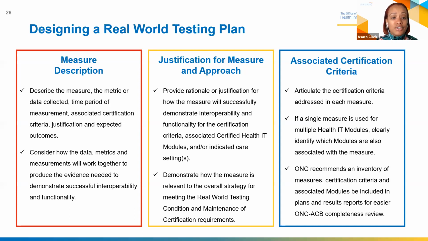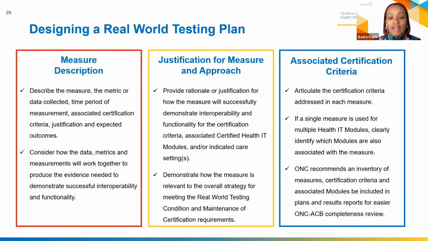All right, so you want to describe the measure, the metric or data collected, time period of the measurement, associated certification criteria, justification and expected outcomes. All of these things help for you to be able to describe how you're actually going to go out here and measure success of these evaluations. You want to consider how the data, metrics, and measurements will work together to produce the evidence needed to demonstrate successful interoperability and functionality. So just remember, we're not telling you what to do. We're just telling you, you have to describe what you're going to do and how you're going to get to where you're going to get to, okay?